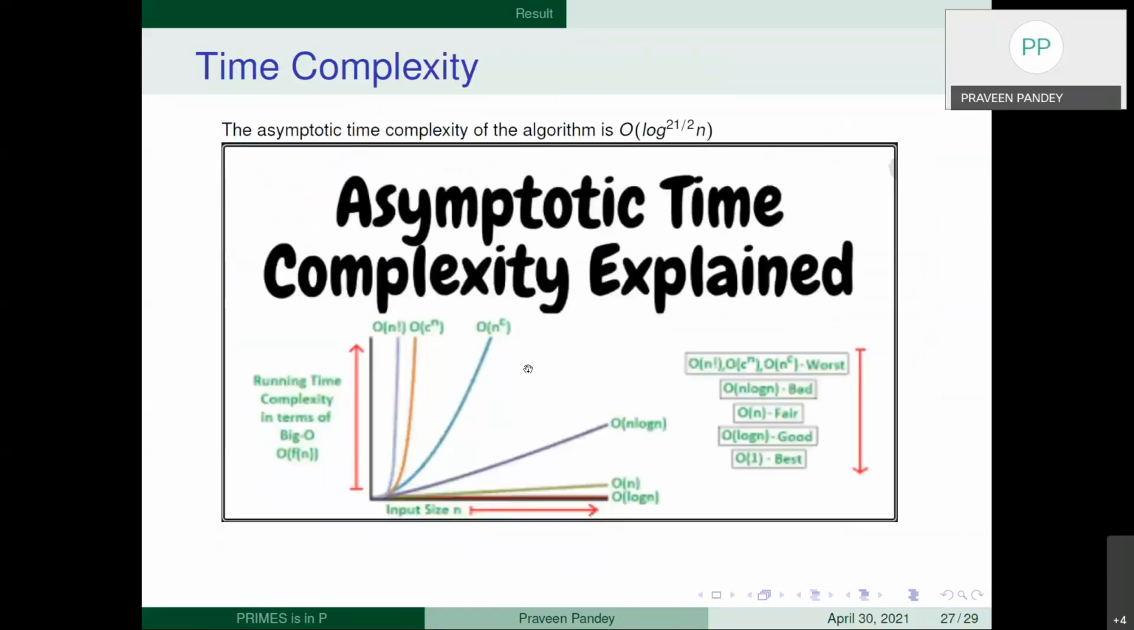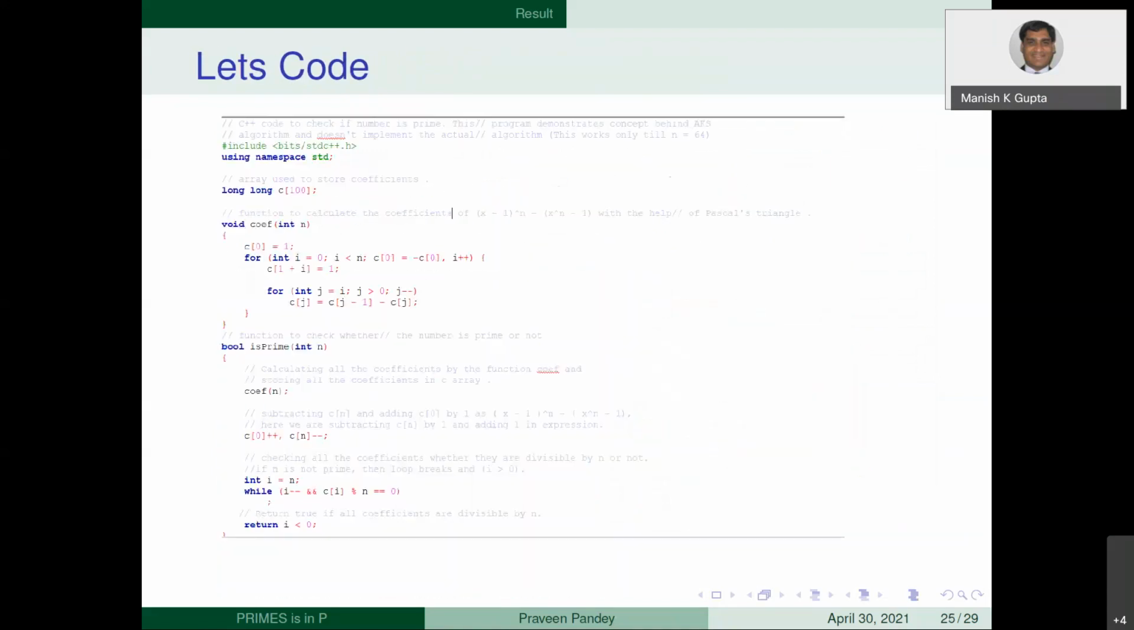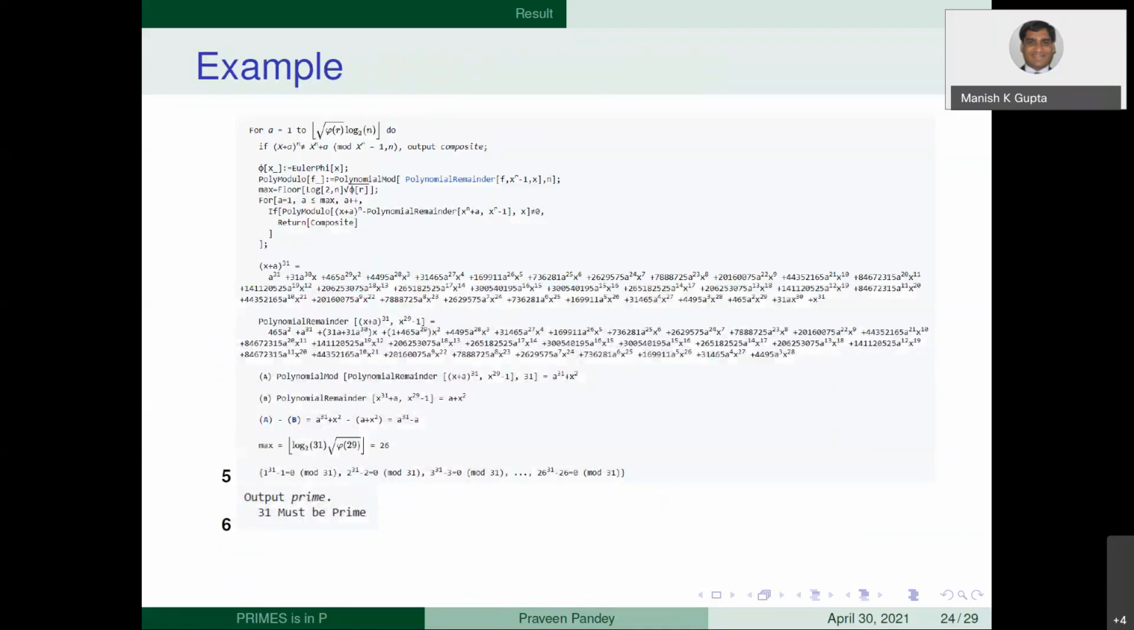So actually, for this step 4, have you looked at the proof that (x plus a) raised to the power n is congruent to x raised to the power n plus a when n is prime? That characterization, that lemma actually. Did you look at the proof of it?